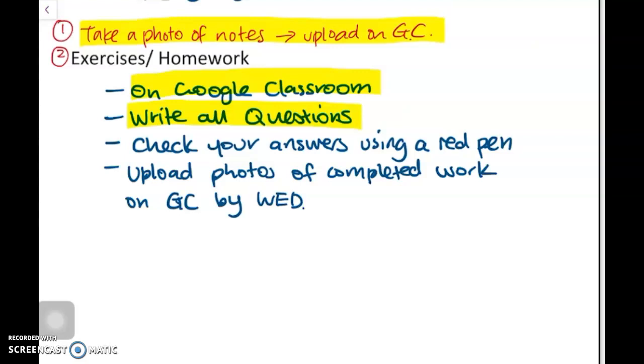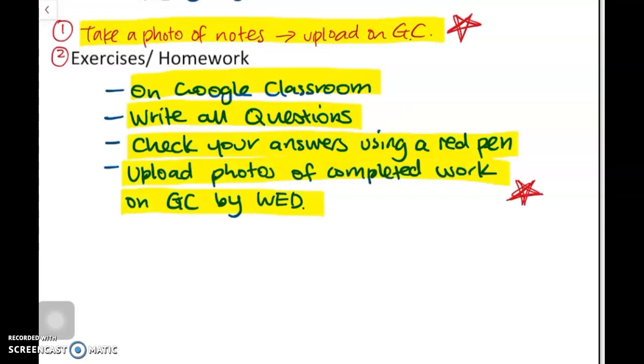And also I would like you to, after you have attempted all your questions, check your answers using a red pen and correct your work. And then I would like you to upload photos of the completed homework as well on Google Classroom by Wednesday. So class notes are due today, homework is due on Wednesday.